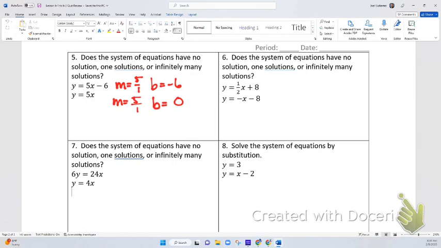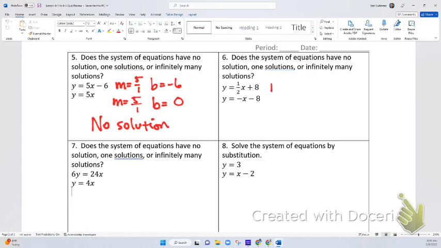So what do you guys notice about the m's? They're the same. The starting point is different, but the slopes are the same. So whenever you have the same slopes but different starting points, that means that they make parallel lines, which means that there is no solution. So you don't need to do anything other than figure out the m's, figure out the b's, and then figure out if there is one solution, no solution, or infinite solutions.